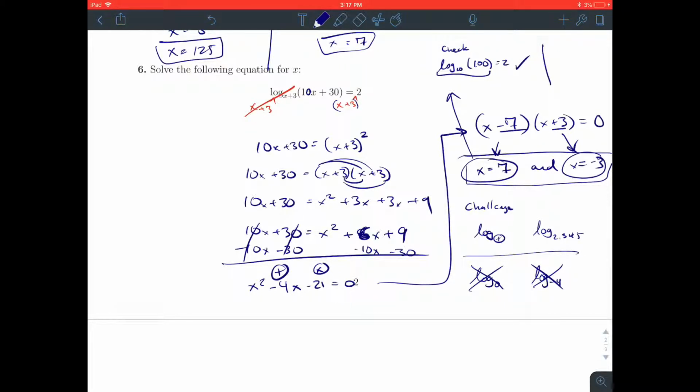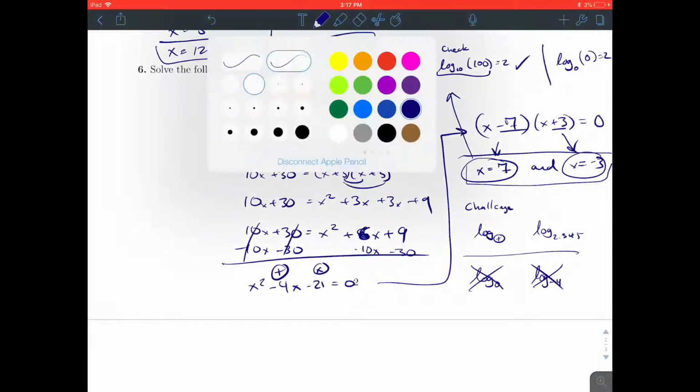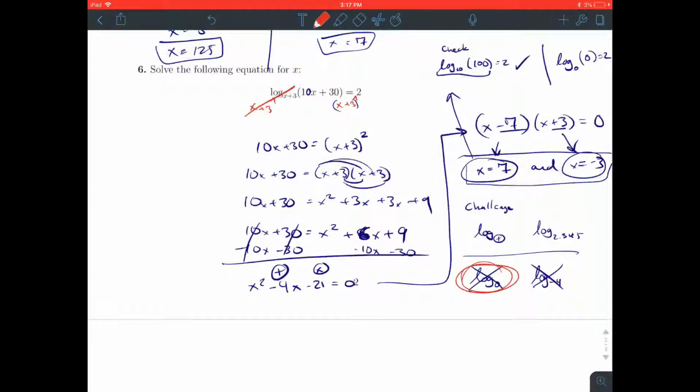If we check x equals -3, we get log base -3 plus 3, which is 0, of 0 equals 2. And what we just said is there is no such thing as log base 0. That doesn't exist. So this solution is actually an extraneous solution. It doesn't actually count. And we get only one solution, x equals 7.